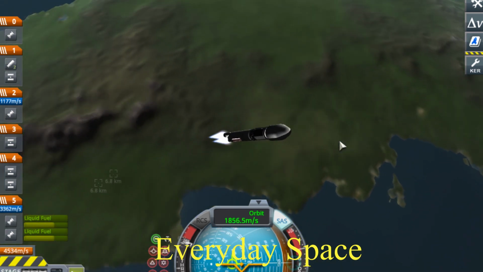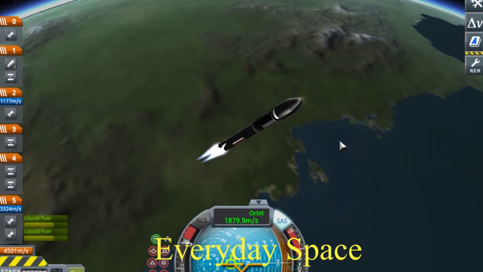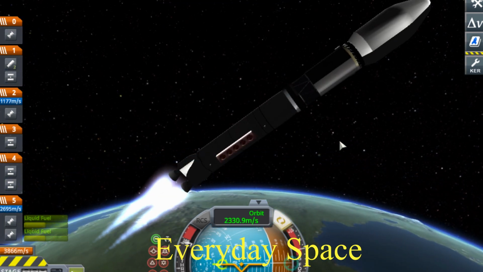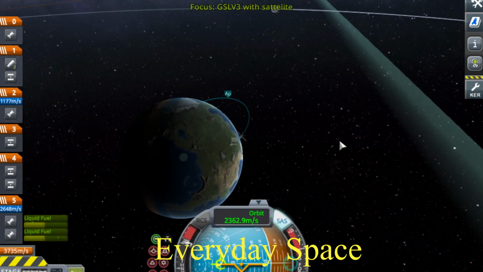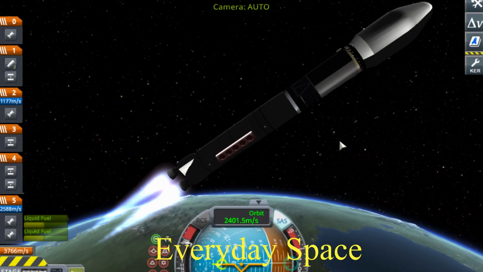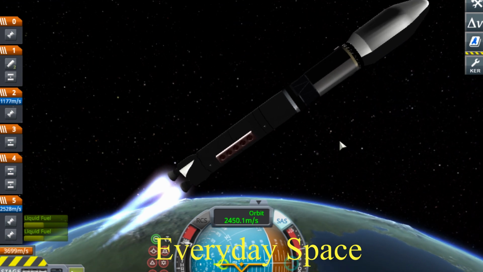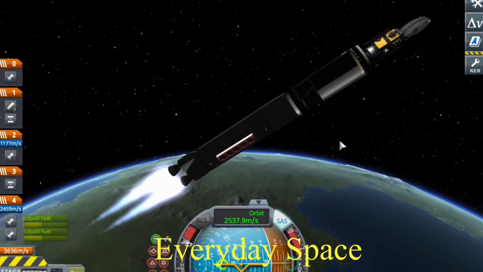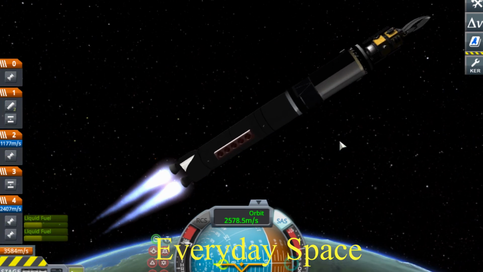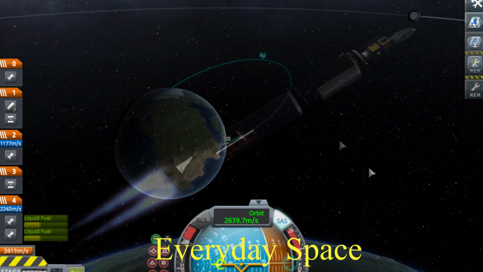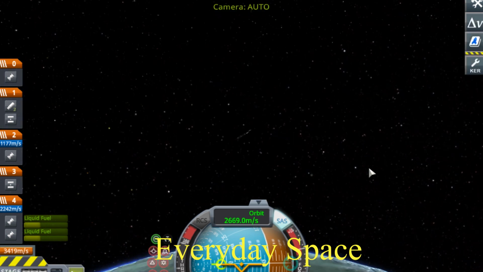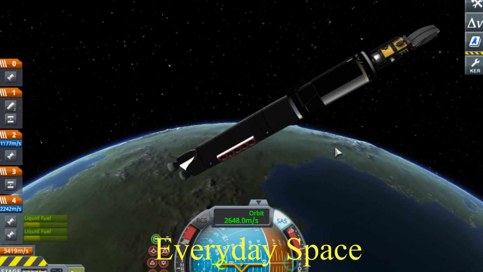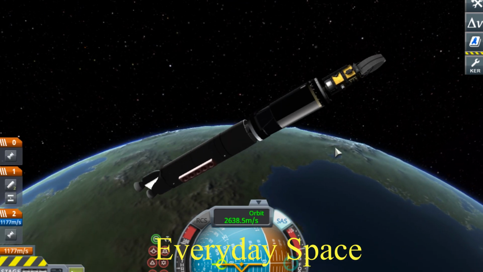As you can see, now we're about to deploy the fairings on this spacecraft. The fairings will then reveal the satellite inside. We're still boosting the rocket even higher, for this to be in geostationary orbit.